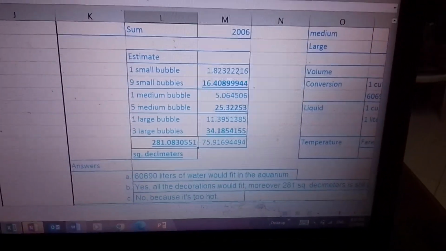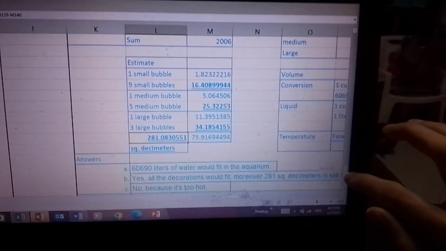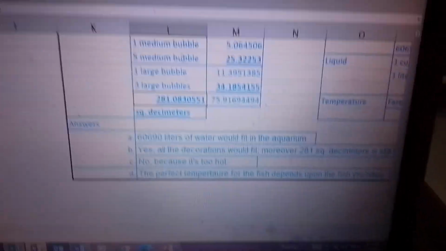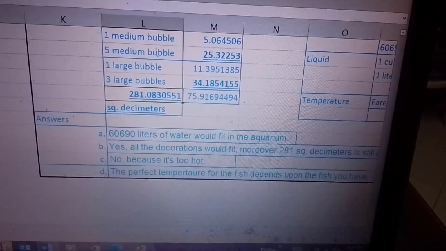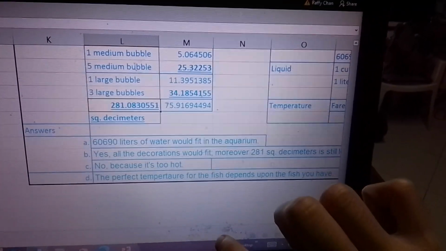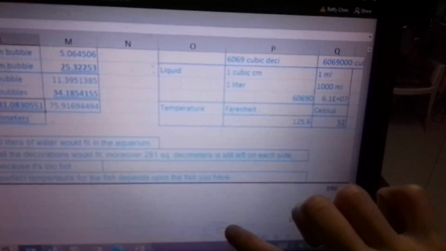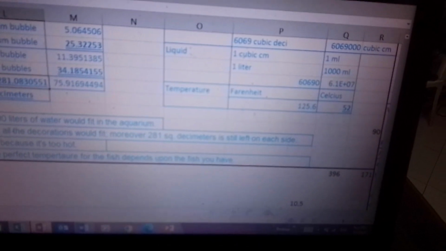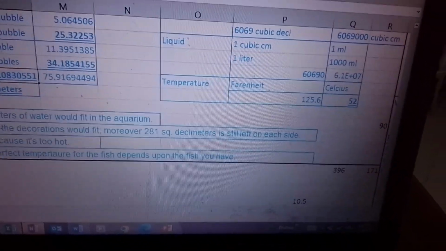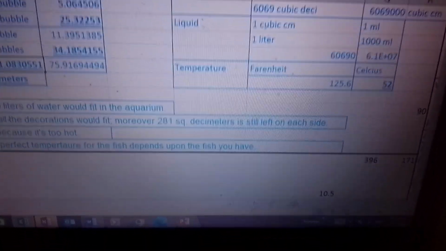So, is there a space? Is there still some space? The answer is yes. And here's the conclusion. You said, yes, all the decorations would fit. Moreover, 281 square decimeters is still left on each side. Yan. So, meron pa space.